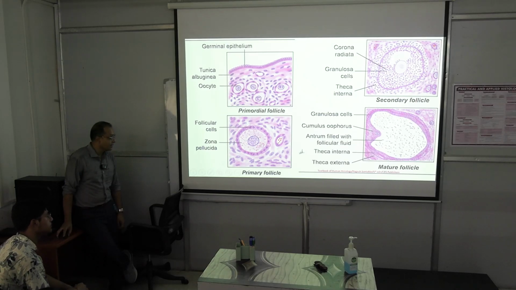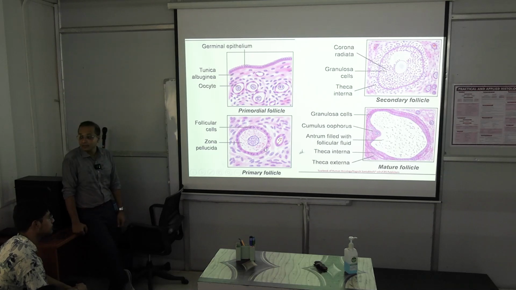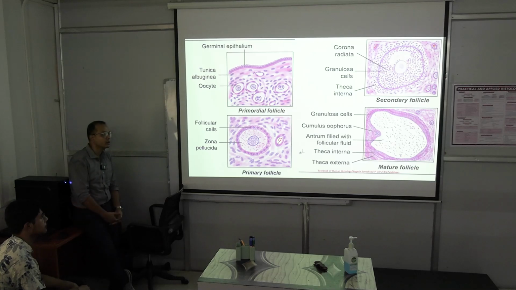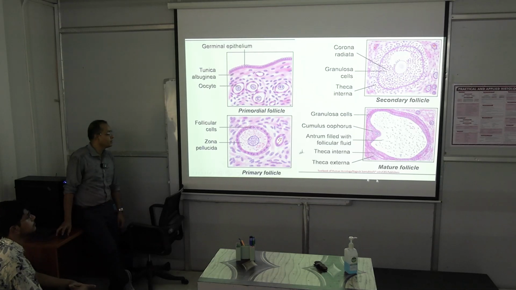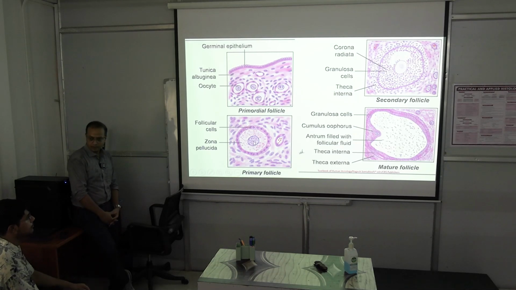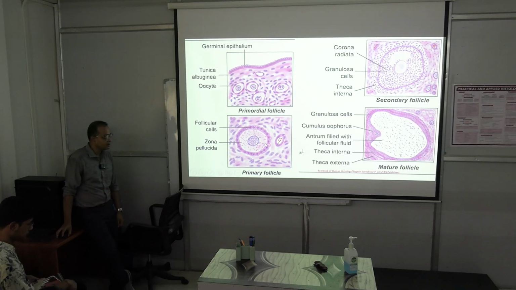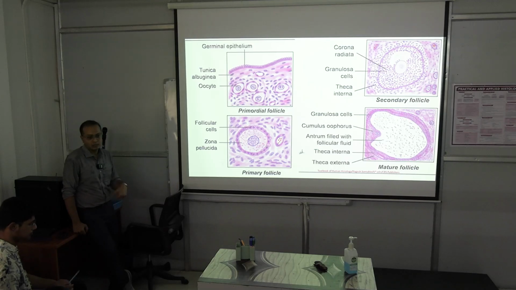This inner cell layer of the granulosa cells secretes a glycoprotein substance. What do you mean by glycoprotein substance? It is a chemical substance mixed up with protein as well as glucose tangled together. We call it the GP layer, glycoprotein. This layer surrounds the developing oocyte, and that layer we call the zona pellucida.